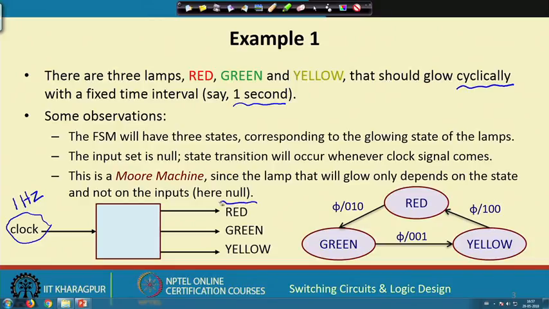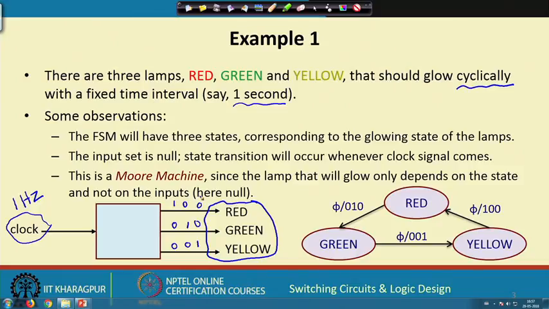And the other thing we are assuming is that there are 3 outputs: red, green, yellow. Let us assume in this order. So, when you are in the red state, this line will be 1, this will be 0, this will be 0, which means red is glowing. If you want to glow green, this will be 0, this will be 1, this will be 0. And if you want to glow yellow, this will be 0, this is 0, this is 1.